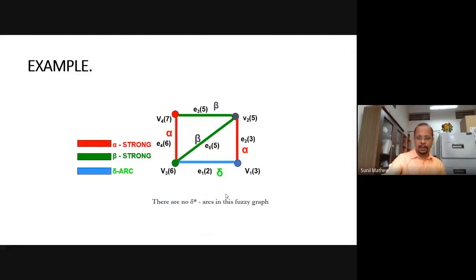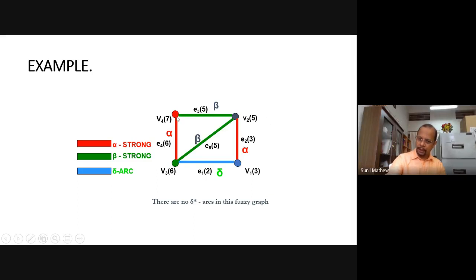Anyway, just look at this picture. The weight of this particular edge is 6. The connectivity in the graph obtained by deleting this edge, between V3 and V7, V4, is 5, I think it is 5. So 6 reduced to 5. So connectivity is less than the weight. So this is an alpha strong edge.